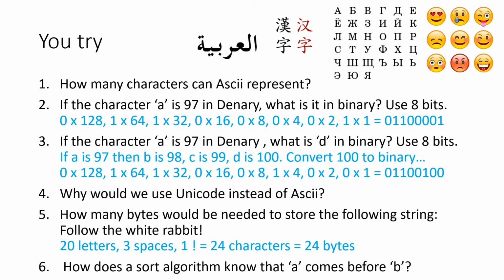And what my computer science teacher should have told me is, how does a sort algorithm know? Well, A is given a number, and B is given a higher number. It's given a number 1 more. So when it does sorts, it just compares the numbers. If a number is higher, it knows that comes after the previous letter or number. If little a was 97, little b should be 98. So that's how it knows A comes before B.